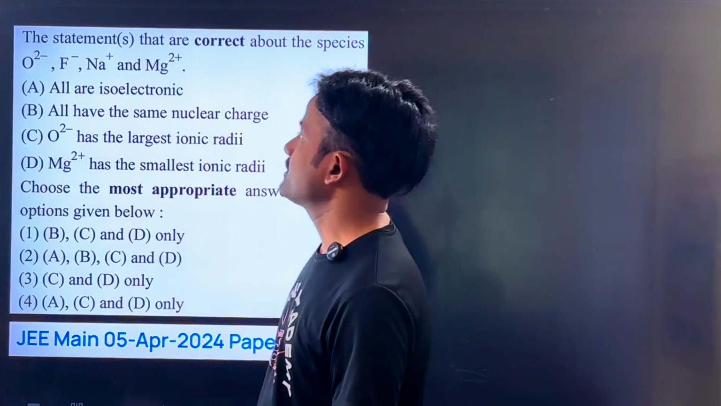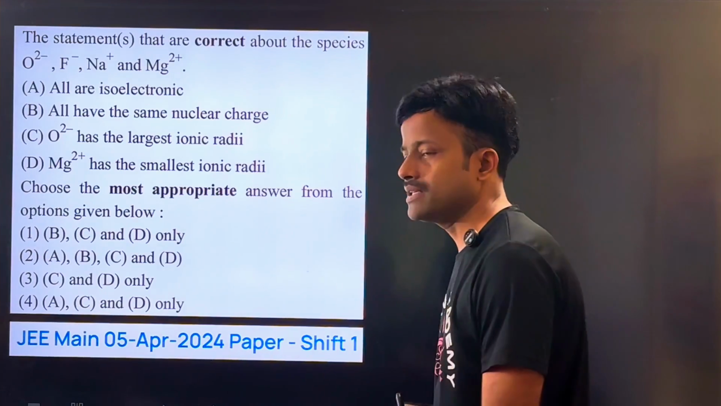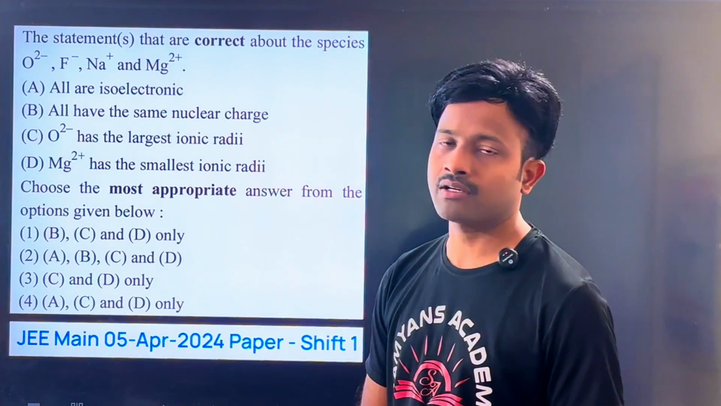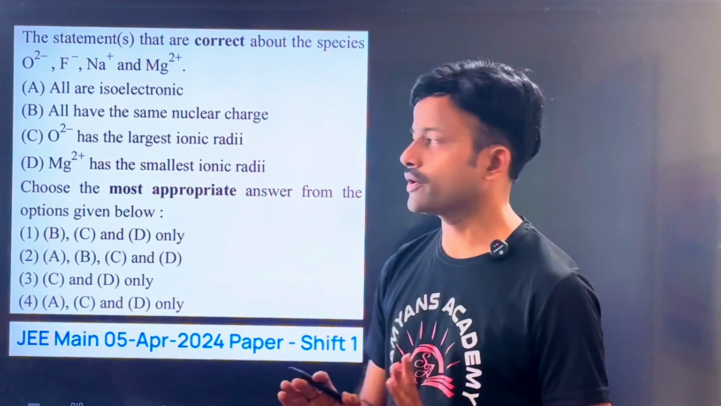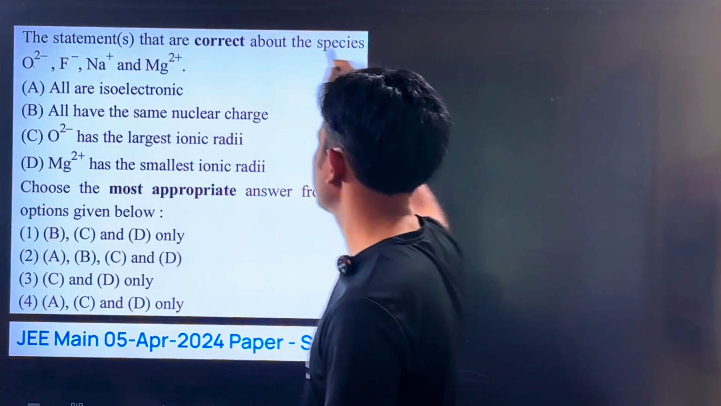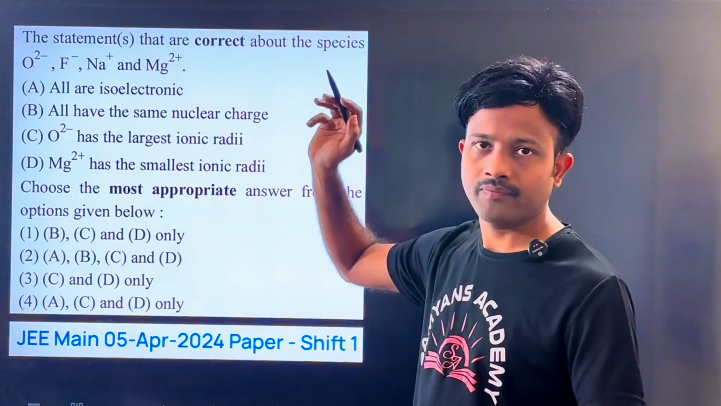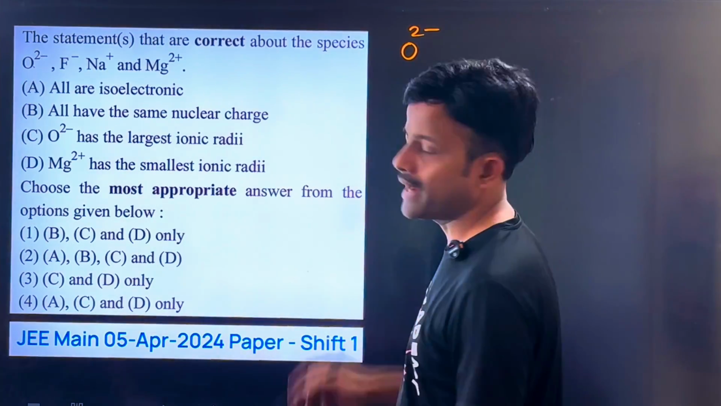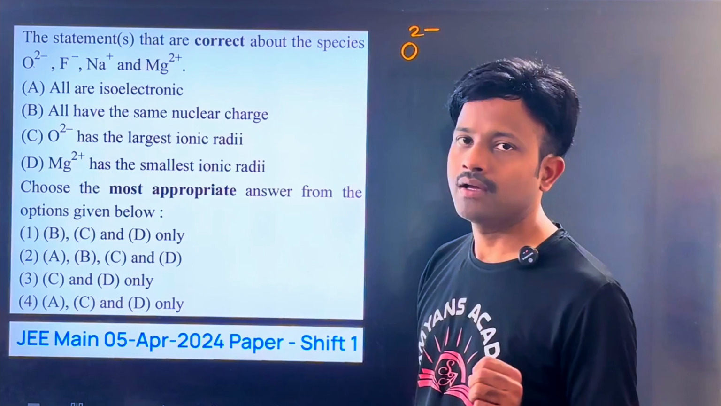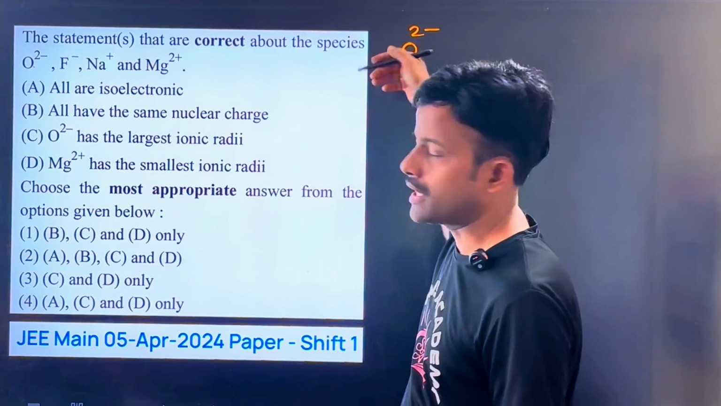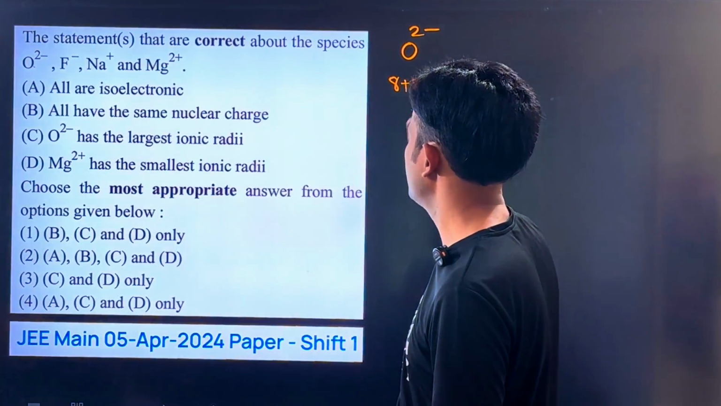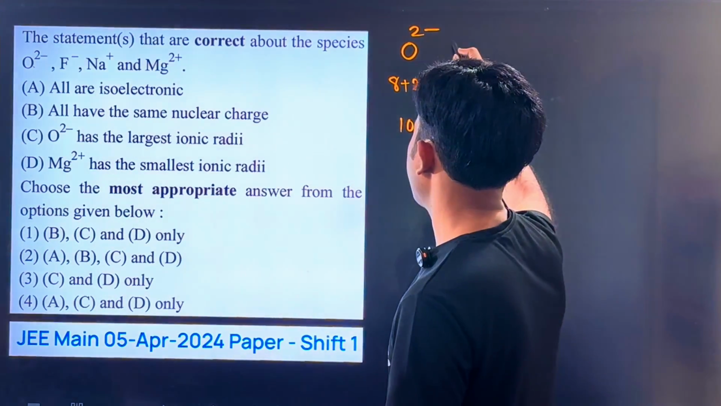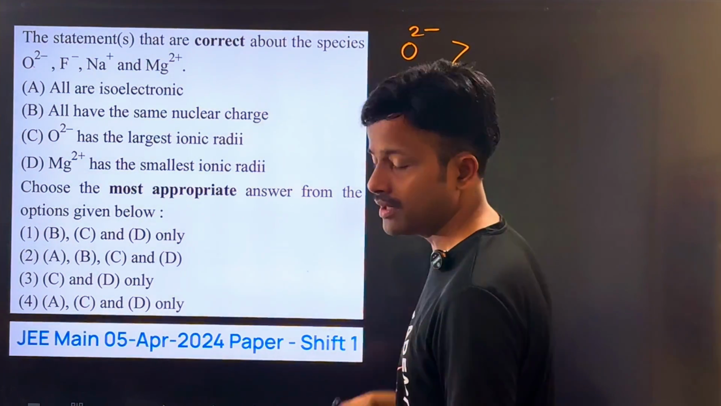Now you come to the statements about the species O2-, F-, Na+ and Mg2+, and these are isoelectronic species. Isoelectronic species have the same number of electrons. Here we have O2-. Oxygen's atomic number is 8. 2- means after gaining 2 electrons it becomes O2-. After gaining 2 electrons, the electron number becomes 8 plus 2, that is 10 electrons. It gains electrons, so the size increases, and O2- is larger in size compared to F-.